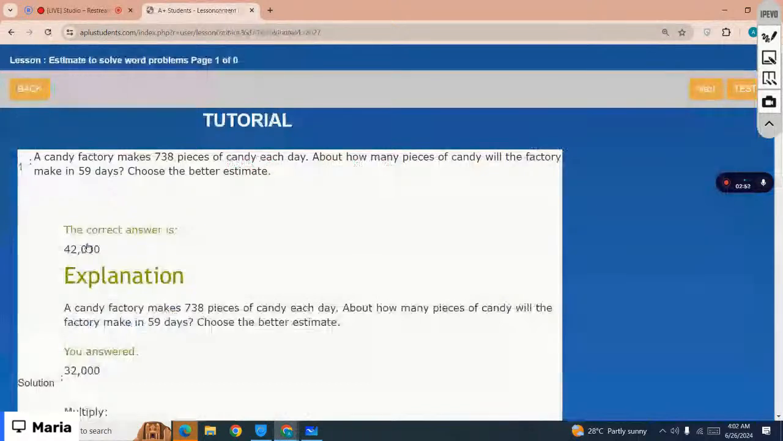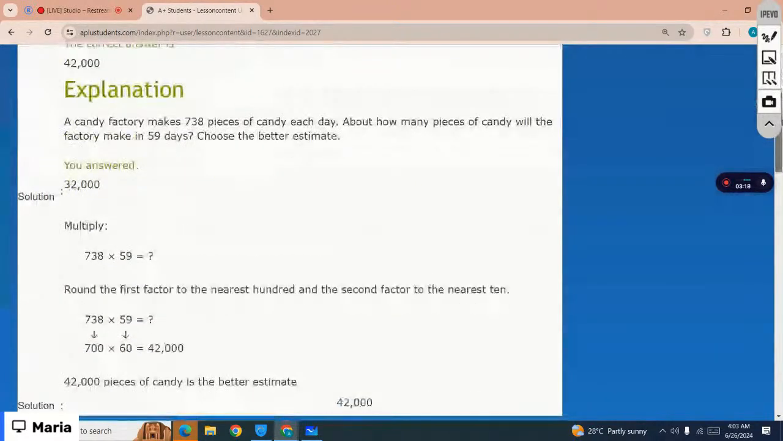Okay, let's just start with the example. A candy factory makes 738 pieces of candy each day. About how many pieces of candy will the factory make in 59 days? Choose the better estimate. You have to estimate the answer, right? That is 738 pieces of candy each day, and you have to find how many candies they make in 59 days. So you have to round off both the numbers first, right?